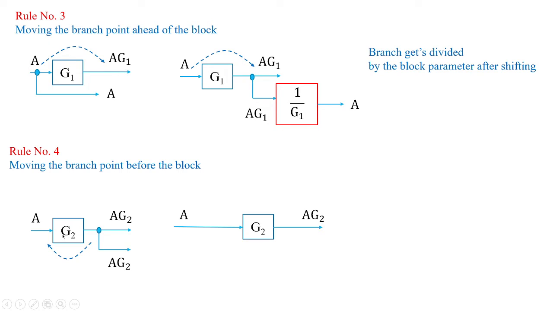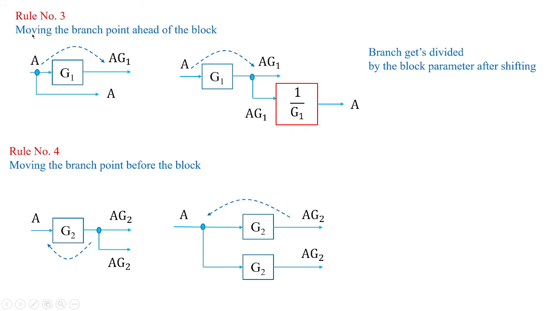So what should I do? Same program representation, like A multiplied with G2, I'm getting the value as AG2. And what I'm going to do, I'll take this branch point before G2, this AG2 kept as it is, and it is shifted over left of G2 like this. Now you see, when you take the branch point before the block, it gets multiplied by A, that is AG2.